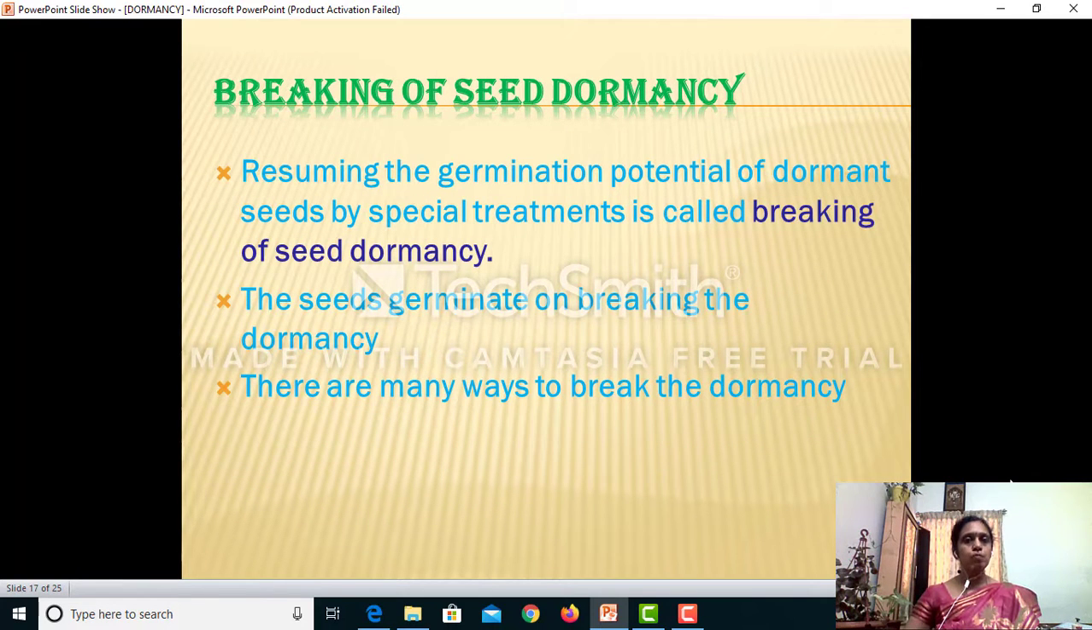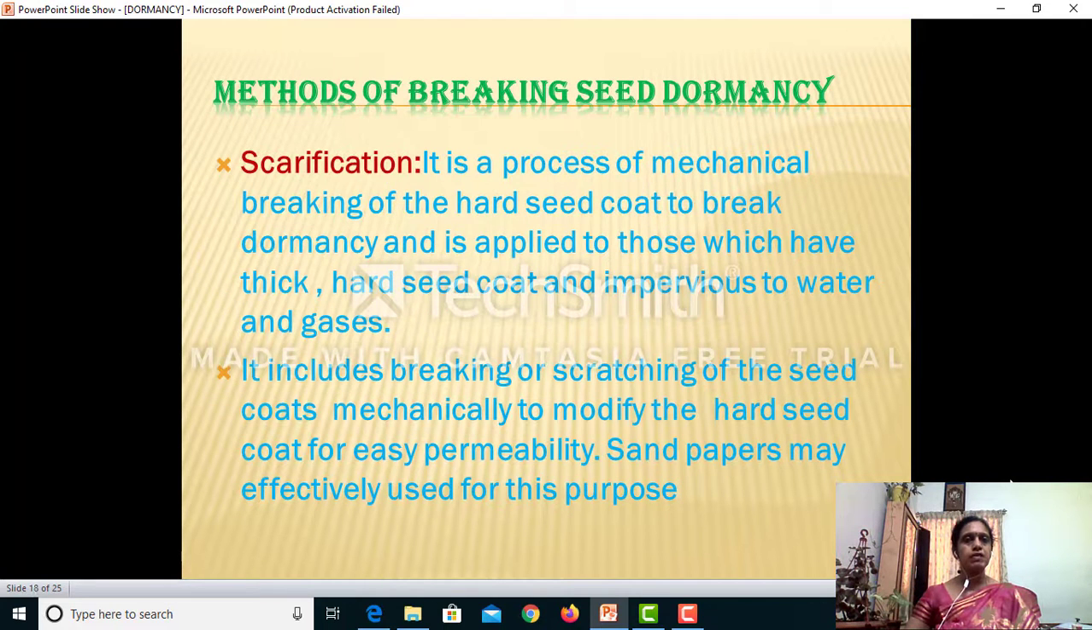Resuming the germination potential of dormant seeds by special features is called breaking of seed dormancy. So, now let us discuss breaking of seed dormancy, which are the methods used to break the dormancy. The seeds germinate on breaking the dormancy. There are many ways to break the dormancy. Methods of breaking seed dormancy.